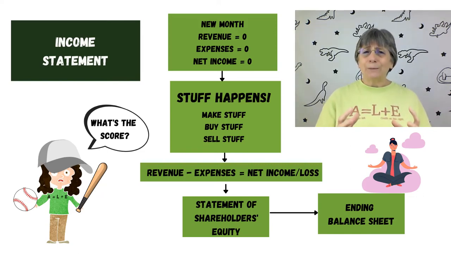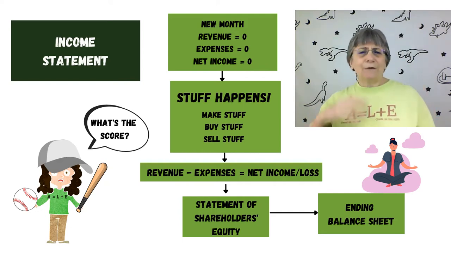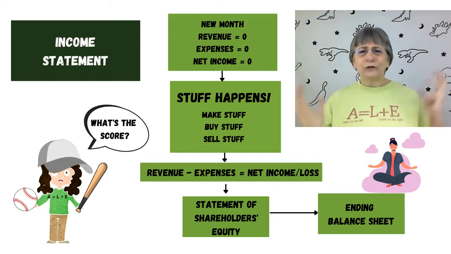So the income statement is our scoreboard, and every new month is like a new ball game. So we're coming back to zero, and then we're going to count up from there. So we start out with these zero balances in our revenues and expenses, and then stuff happens. We make stuff, we buy stuff, we sell stuff. All this stuff is going on.